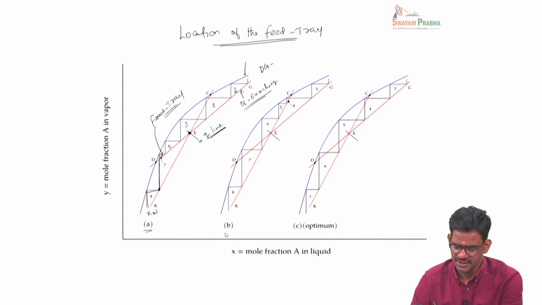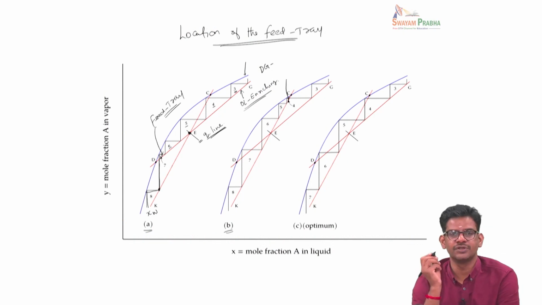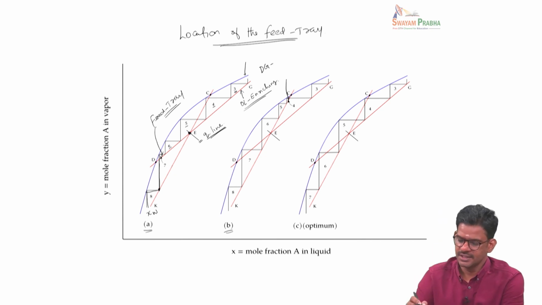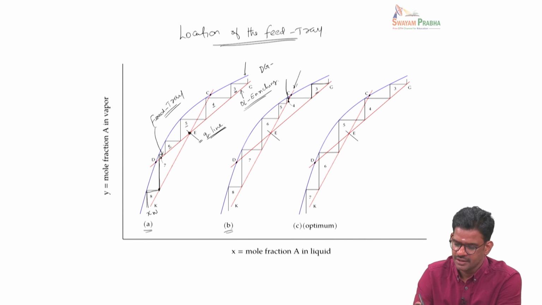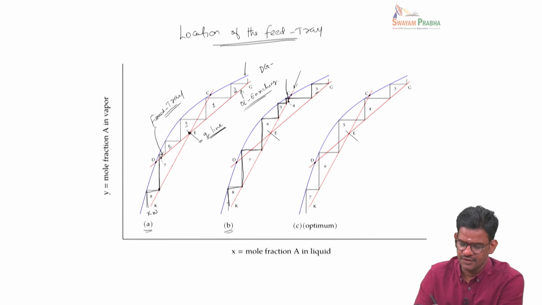Now, if you consider this case B, where the feed is introduced at the fourth tray, in this case we use the enriching operating line up to stage 3, and then when we come to stage 4, we make a transition to the operating line corresponding to the exhausting section. So you can see that up to 3 we are here. In the fourth tray, we go to the operating line corresponding to the exhausting section, and then we go on from here.